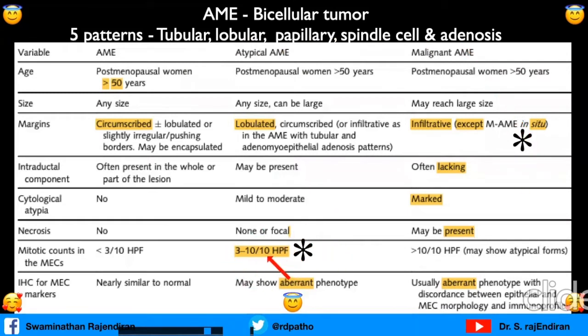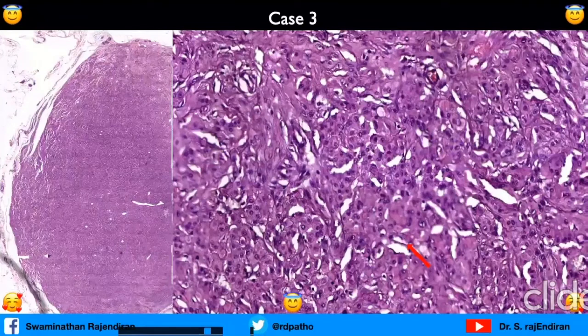Number one, mitosis. When the mitosis is less than 3, it is benign. 3 to 10 is atypical. More than 10 is malignant. And when it is invasive, it is malignant. So from this table, you have to remember these two points. Adenomyoepithelioma is again a spectrum: benign, atypical, and malignant. Super. We will go to case number three.